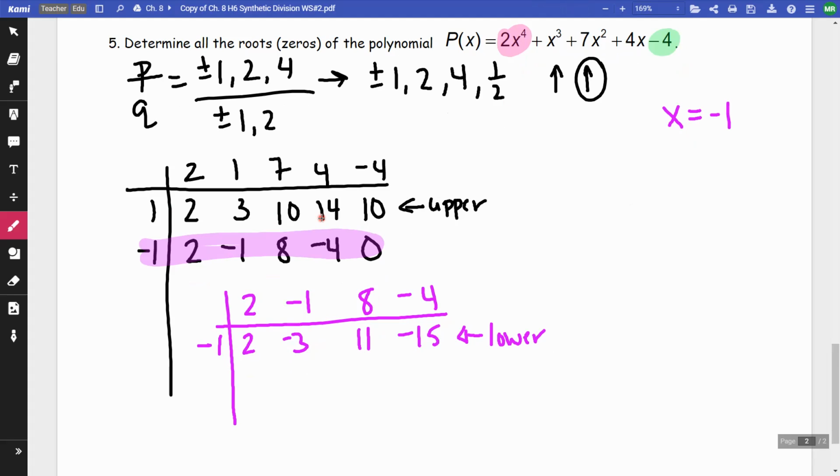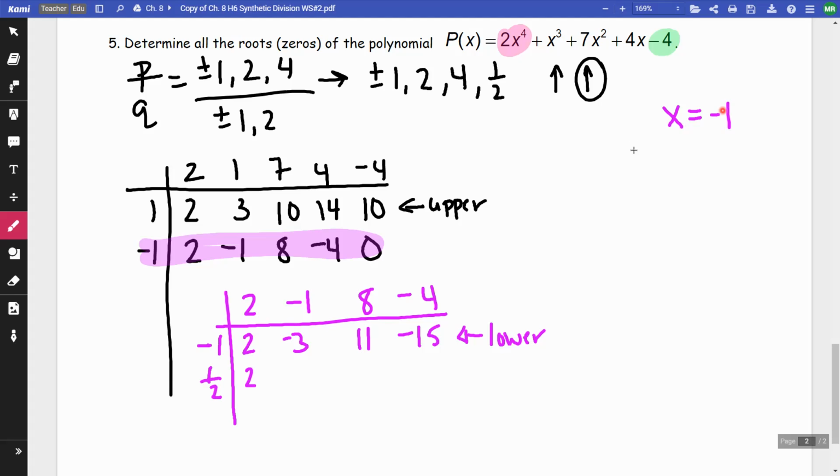The one thing I will say is this -4 was at 0. So at 0, I was below the x-axis, down at -4. And at 1, I was above at 10. So I have a 0 somewhere in between, because if I am below and then I end up above, I have to touch. So I'm going to try that positive 1/2 and let's see what happens.